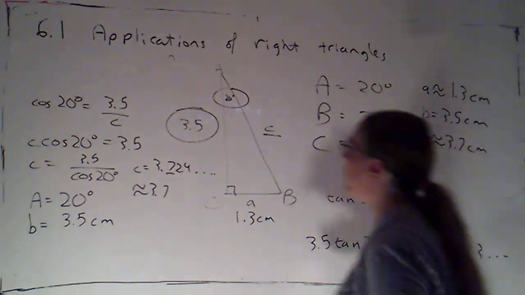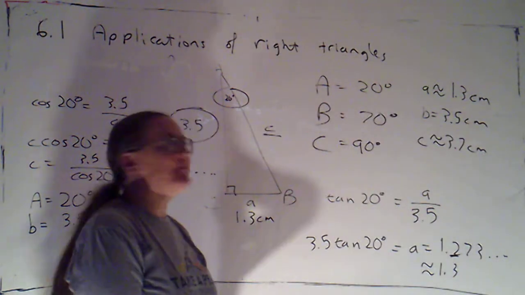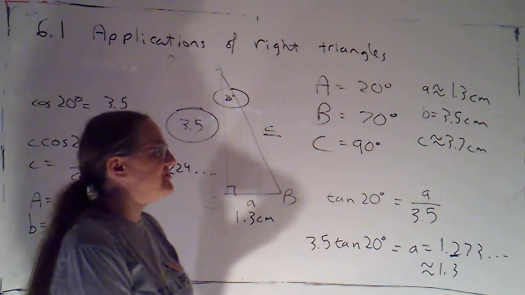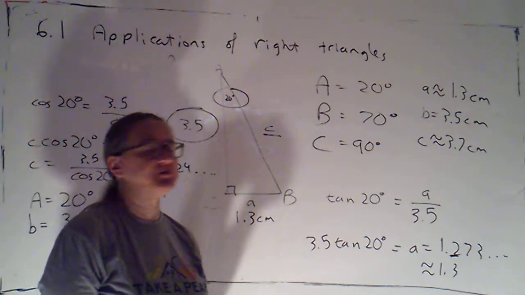And I can do a quick check. C is the biggest side. C was the hypotenuse. It should be longer than either of the other two sides.